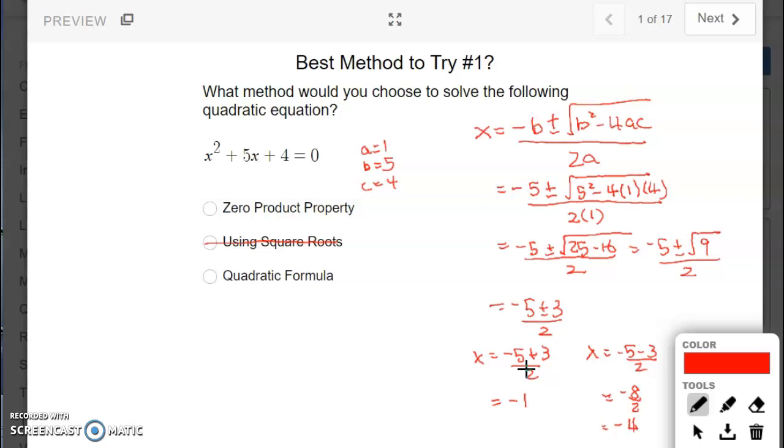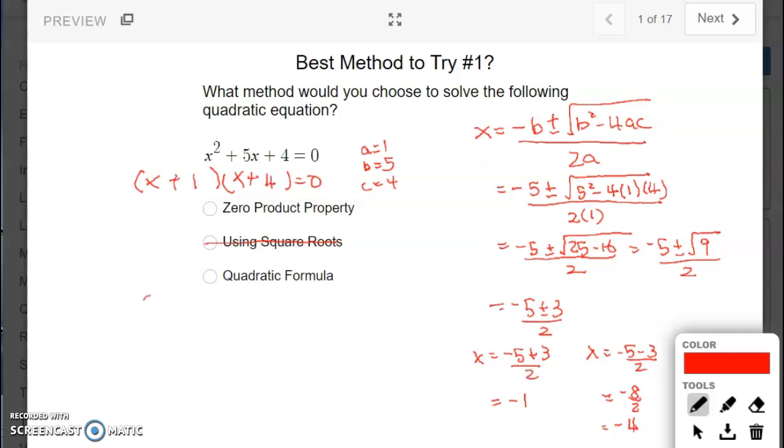Okay, so that's one method. Now think about zero product property. That means we need to factor. Is this equation easily factorable? Well, I know that the leading coefficient is 1. That means it is easy. So I know that x and x goes here. I'm looking for two numbers that multiply to 4 and add to 5. 1 times 4 is that. So 1 and 4. It's plus and plus.